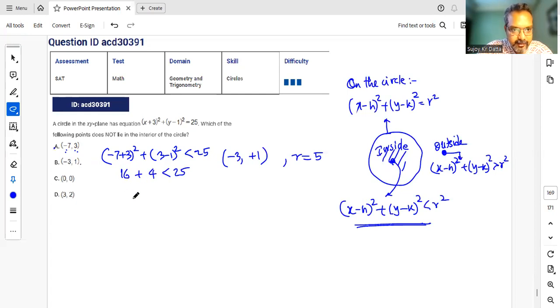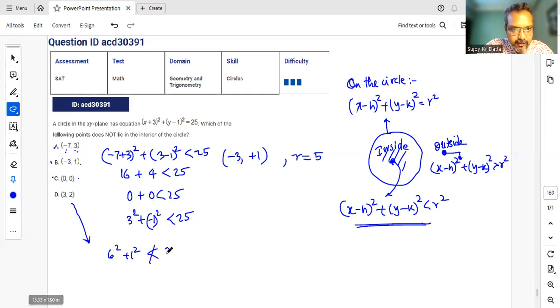So it is negative 3 plus 3, so 0 plus 0 is less than 25. Yes. In fact, this is the center, right? If I plug in 0, 0, then I'll get 3 squared plus 1 is less than 25, which is also true. So all these 3 points lie. So this one must be the one which does not. If I plug in, I'm going to get 6 squared plus 1 squared, which is not less than 25. It's actually 37. So that's your answer. Does not lie in the inside.